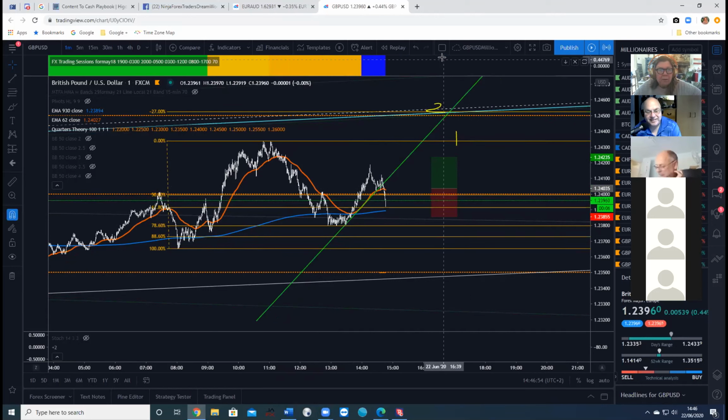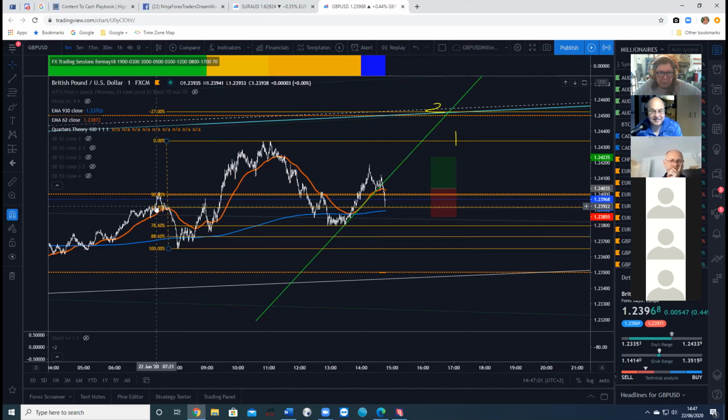Hey, we're also at the 61.8 fib there too, right? Oh, yeah, that's a very good point. Well spotted. Okay, so that's GU. Let's look at something else.